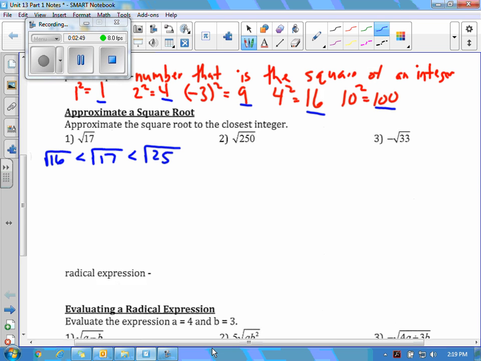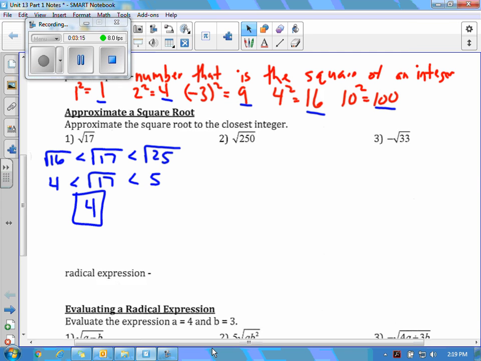Then we're actually going to take the square roots of those. So I'll have 4 is less than the square root of 17, which is less than 5. I actually take the square root of 16 and 25. Then I need to think, okay, is 17 closer to 16 or 25? It's closer to 16, so I'm going to say that the square root of 17 is approximately 4.